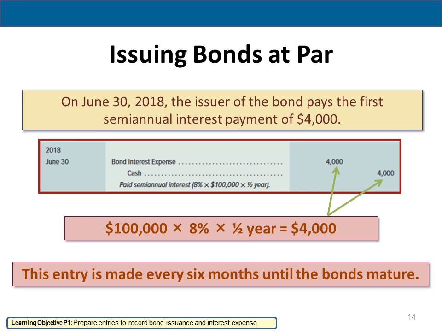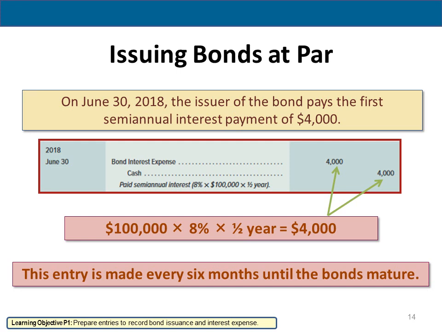So we need to calculate starting from the date of issuance, which is on Jan 1st till June 30. So this indicates 6 months or half of the year. So when we calculate it, we will get 4,000. So this means that the company will have to pay 4,000 bond interest expense.